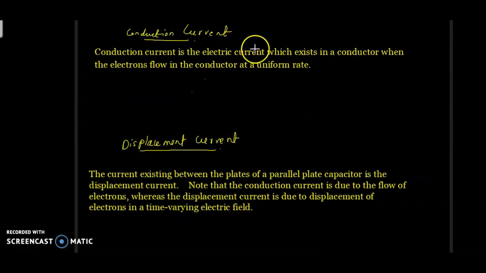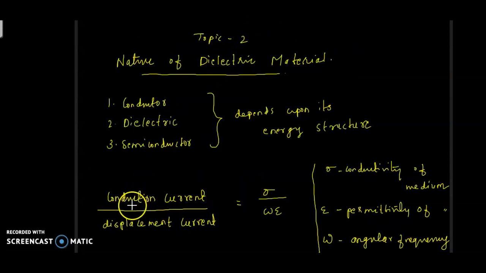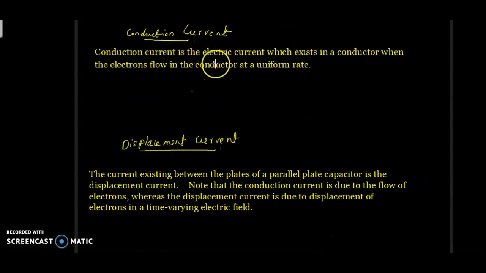So, what is the conduction current? Conduction current divided by displacement current. Conduction current is the electric current which exists in a conductor when the electrons flow in the conductor at a uniform rate. So we have a resistor with a voltage source across it. R is the resistance offered to the flow of current. The current will flow from the high potential to low potential. This is the conduction current.